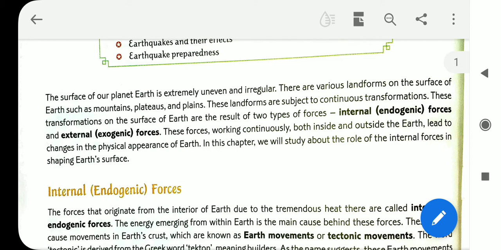If we go inside the Earth, after about 35 kilometers deep we reach the mantle. The mantle is again divided into upper mantle and lower mantle. In the mantle, the temperature and pressure inside the Earth are high, and the things are in a liquid form.